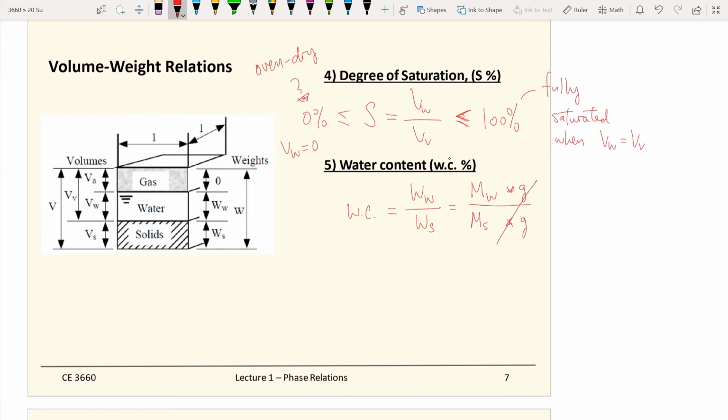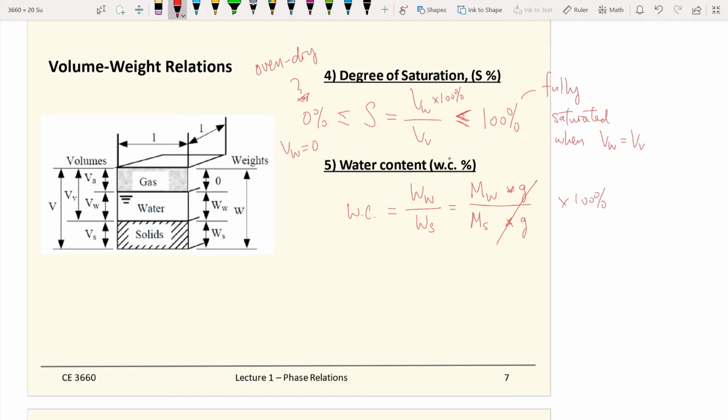So which means the water content can also be calculated by the mass. Either weight or mass, we get the same thing because the gravity terms cancel out. And then times 100%, that gives you the water content. Same as the saturation, it is usually represented by percentage. So we multiply by 100% there. So that is the water content, which is the weight of the water divided by the weight of the solid.